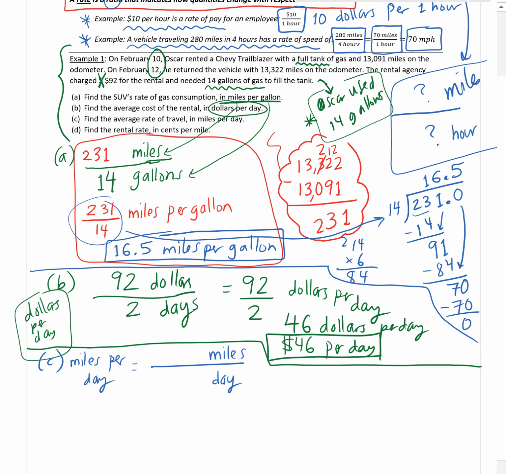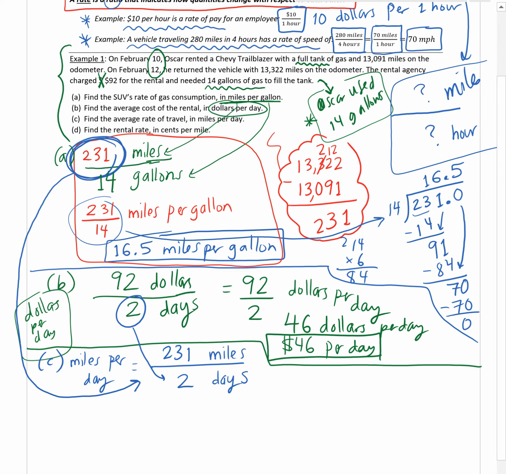How many miles did he travel? Oh yeah, remember we found that in part A. We did some subtraction and we said, oh, he drove 231 miles. So I'm just going to bring down that. I already did the work for that. 231 miles. And how many days? Oh yeah, we found that out before. 2 days. Whew. All right. I guess I should say days plural, huh? So that's 231 over 2.